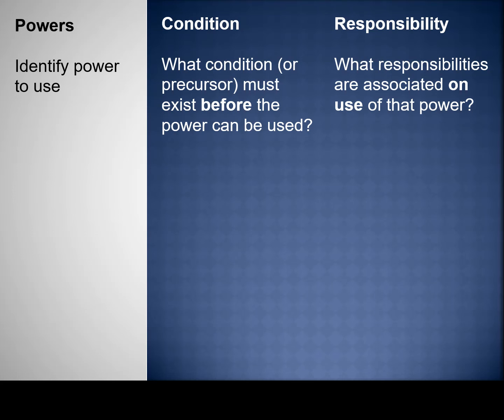So first step in understanding your powers is to first identify the power that's available to be used, and then read that power, read that section, and then ask yourself, well, what conditions or precursors must I satisfy before I can use that power? And then also look at the power and say, well, what responsibilities do I have when I use the power? So conditions are the precursors, are the things that you need to satisfy before you use the power. And the responsibilities are the things you need to satisfy when you use the power or after you use the power.